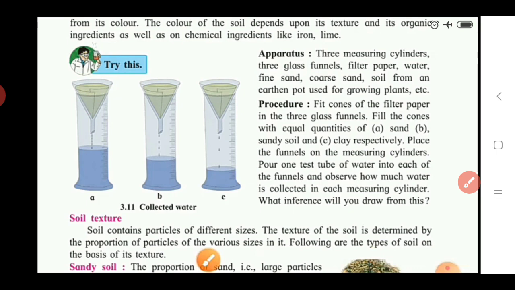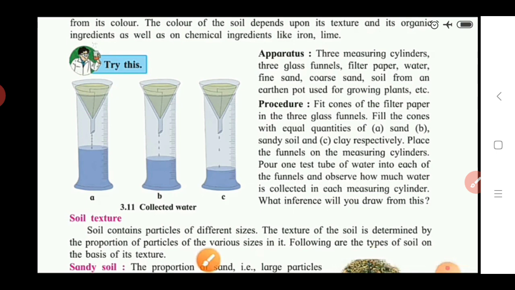So here we can also see the soil texture. What is the meaning of soil texture? See here, soil contains particles of different sizes. Soil texture means either the soil is in a powder form, or it contains small grain-like particles in it. Depending upon that we can determine the soil texture. So by this activity we also study the texture of that soil. The texture of the soil is determined by the proportion of particles of the various sizes in it.